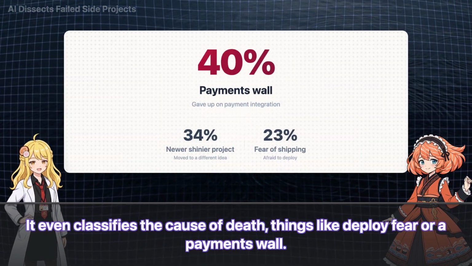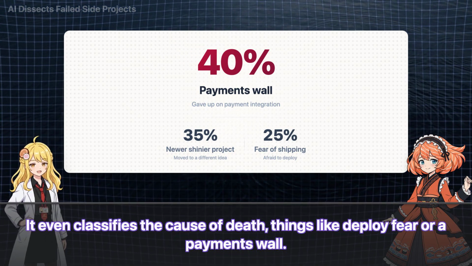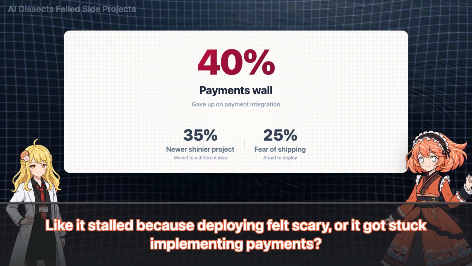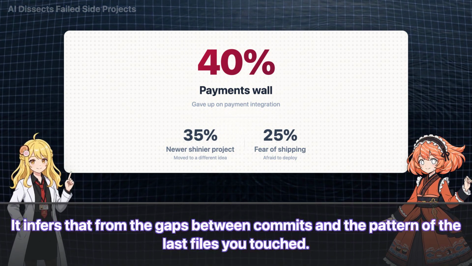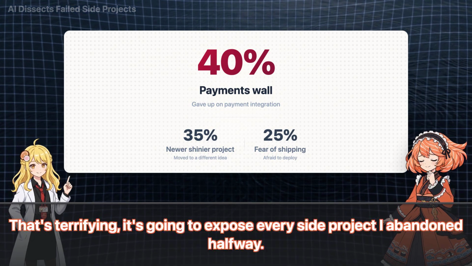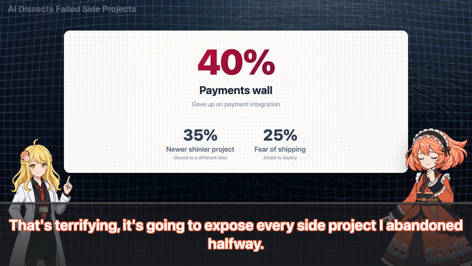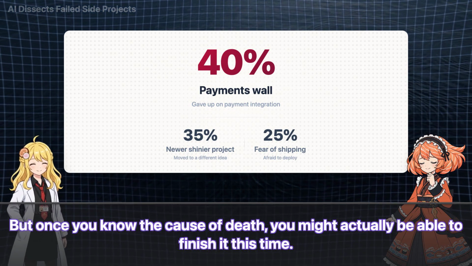It even classifies the cause of death, things like deploy fear or a payments wall. Like it stalled because deploying felt scary, or it got stuck implementing payments. It infers that from the gaps between commits and the pattern of the last files you touched. That's terrifying. It's going to expose every side project I abandoned halfway. But once you know the cause of death, you might actually be able to finish it this time.